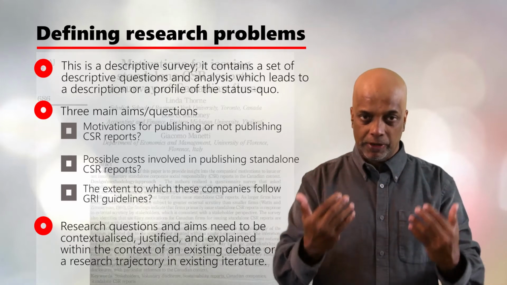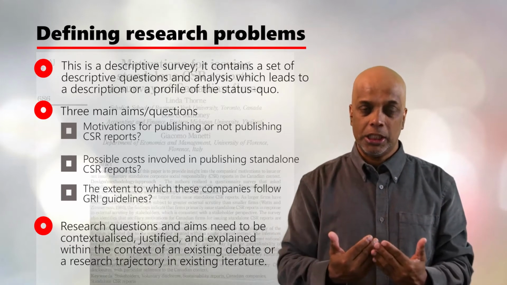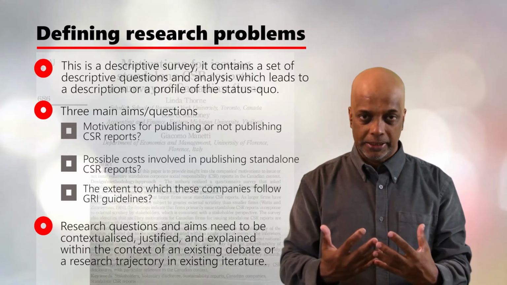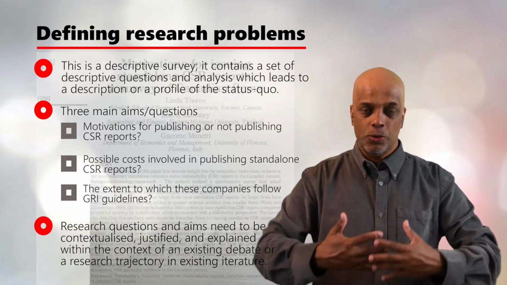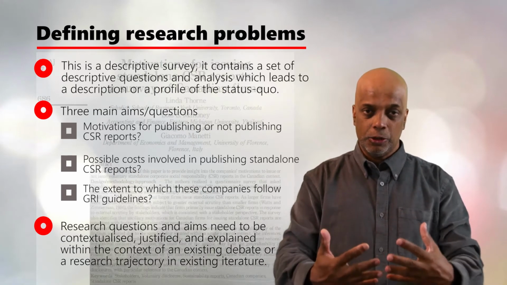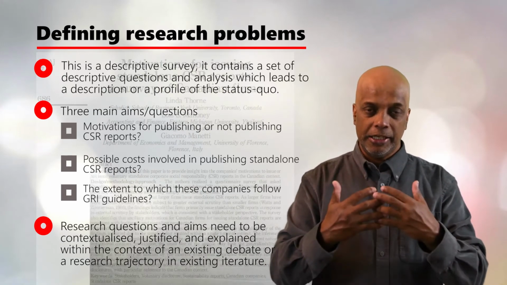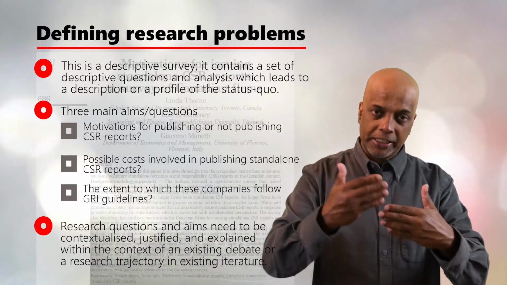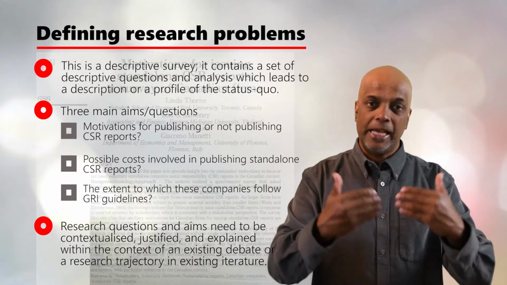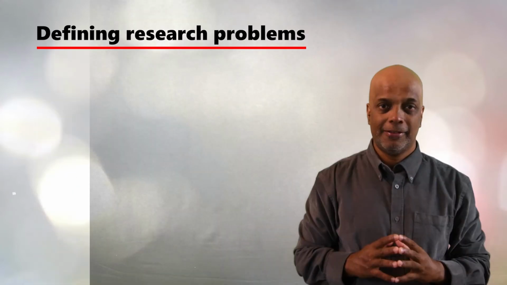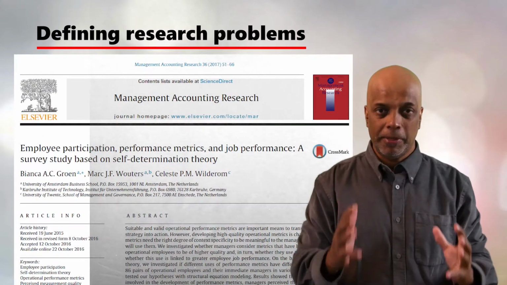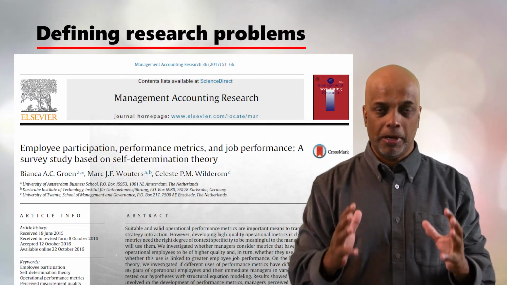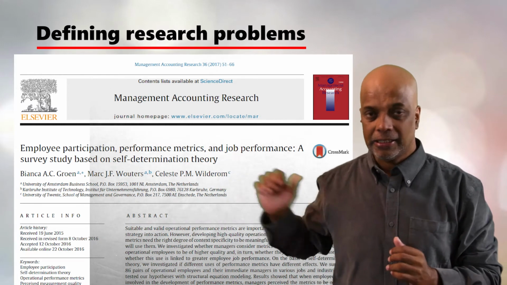When you are specifying, when you are explaining your research problems and research aims, you need to contextualize and justify your research aims and problems drawing upon existing literature by connecting them to a debate or a research trajectory in the existing literature. The second paper to which I am going to direct you is a paper by Priyanka Groen and her colleagues.